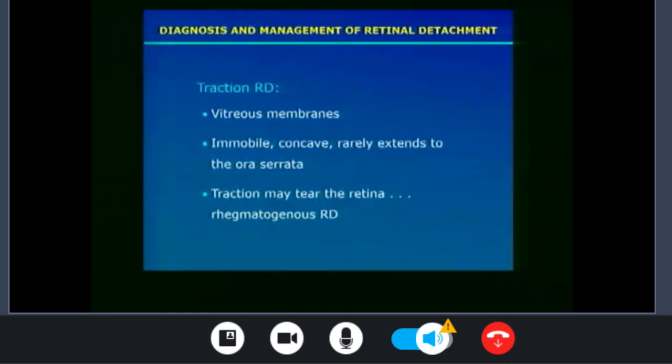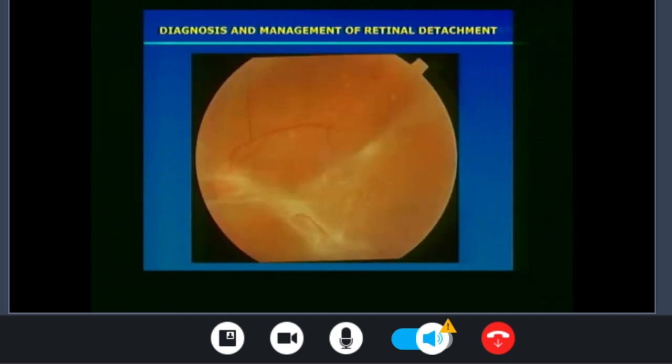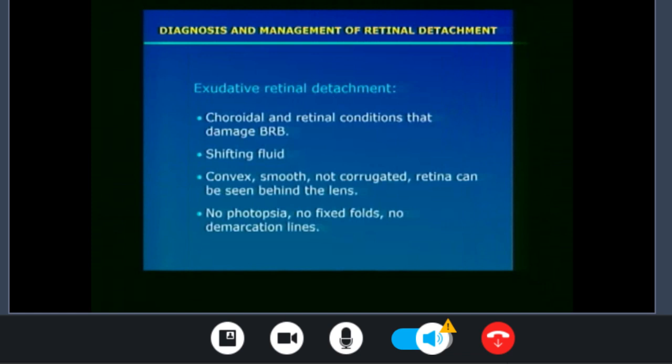Another important issue here is the presence of hydration lines. Hydration lines are pathognomonic for rhegmatogenous detachment. You never see them in exudative detachment. You never see them in pure traction detachment. This is what I meant by this patient had combined detachment. You see the hydration lines.